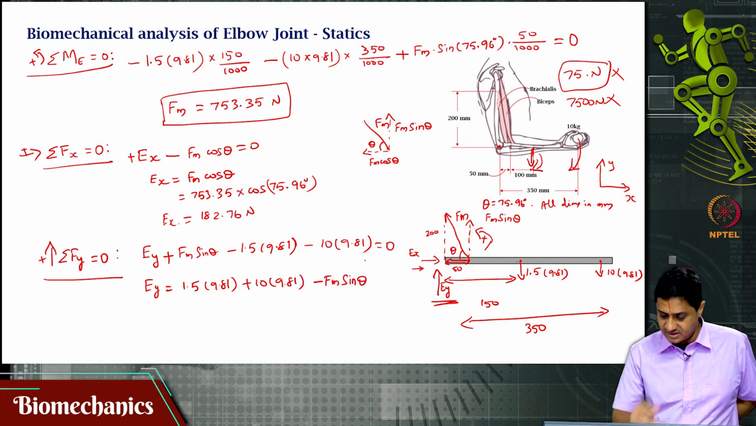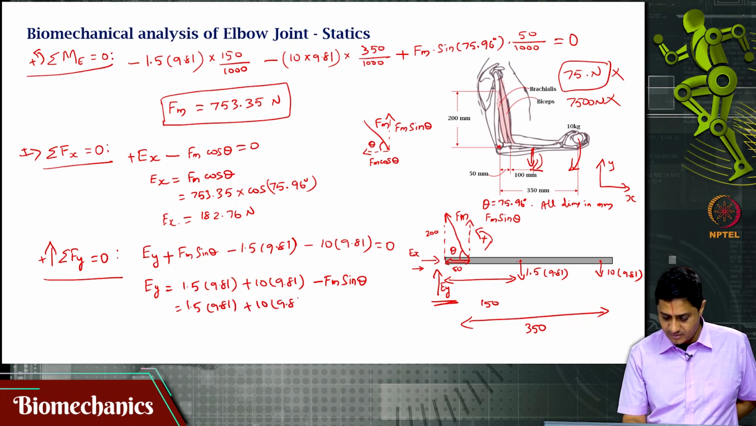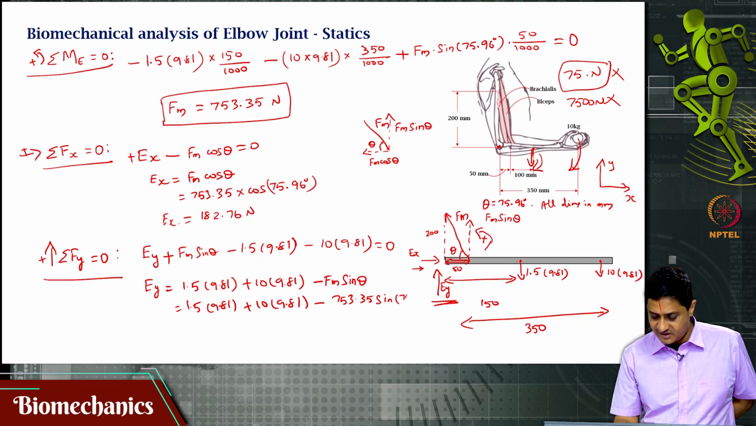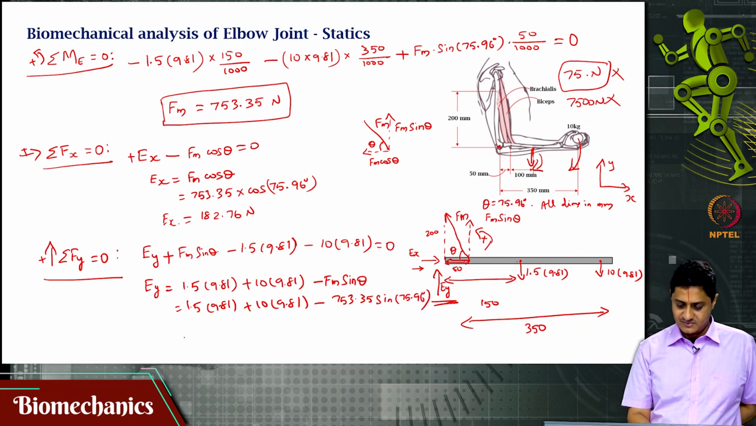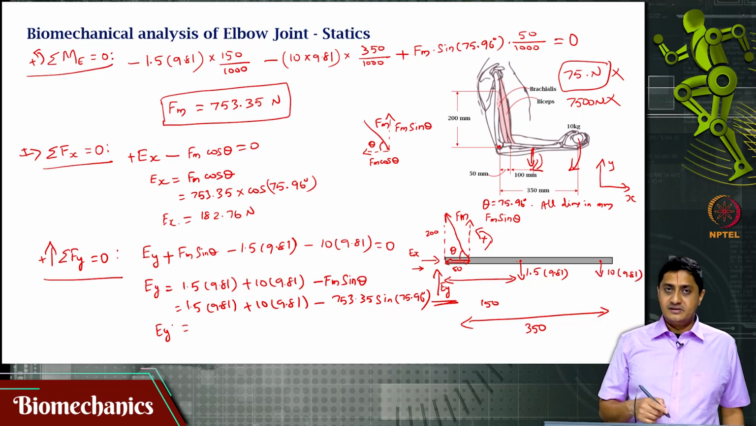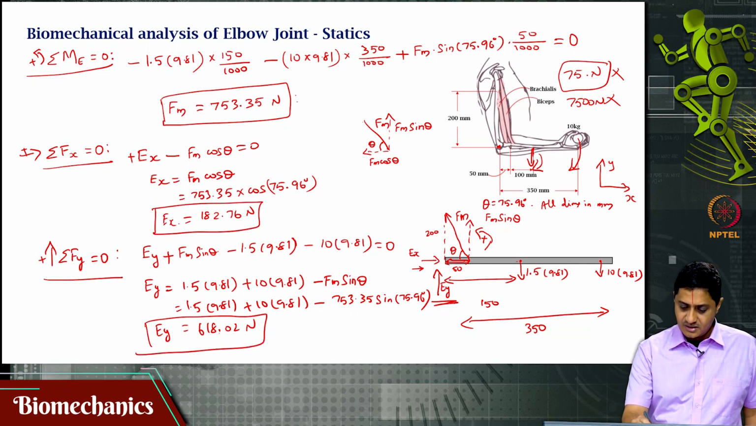I am taking all the things to the right hand side, and I know Fm sin theta as, let me write this out, plus 10 times 9.81 minus Fm, which is 753.35 times sin 75.96 degrees. Substitute for all this and do the algebra, you will find Ey to be 618.02 Newton. These are the 3 answers that are required.